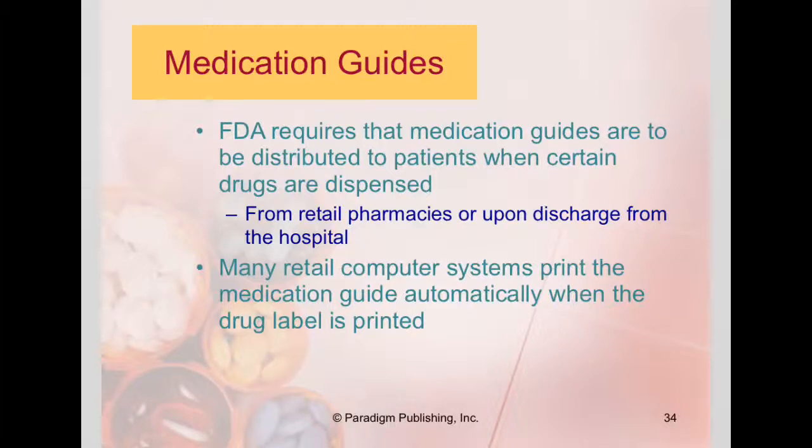There are some medication guides that have to be distributed to the patients when they're dispensed. Some of those are the extended-release morphine, OxyContin, fentanyl patches, birth control, NSAIDs, antidepressants, and there's some other ones as well. Most retail computer systems print these guides out automatically when the drug label is printed, so a lot of times the medication guides go out with everything.